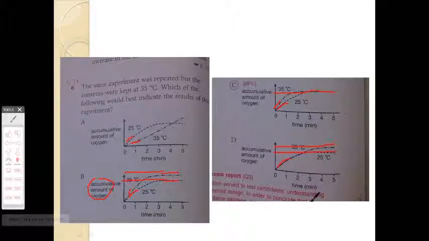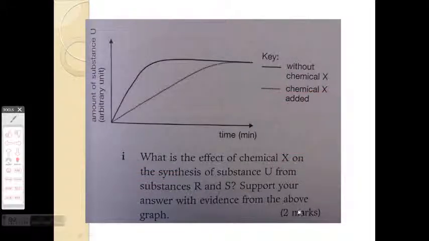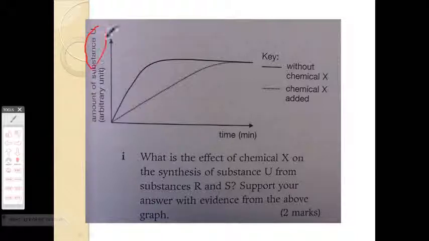You can know, and then of course you have to look at the question to see how you answer it. Okay, so do it by yourself. And how about this one? This one asks with chemical X and without chemical X, and the amount of substance U. Substance U is the product. How does it differ? Of course, you have to look at the initial slope too.